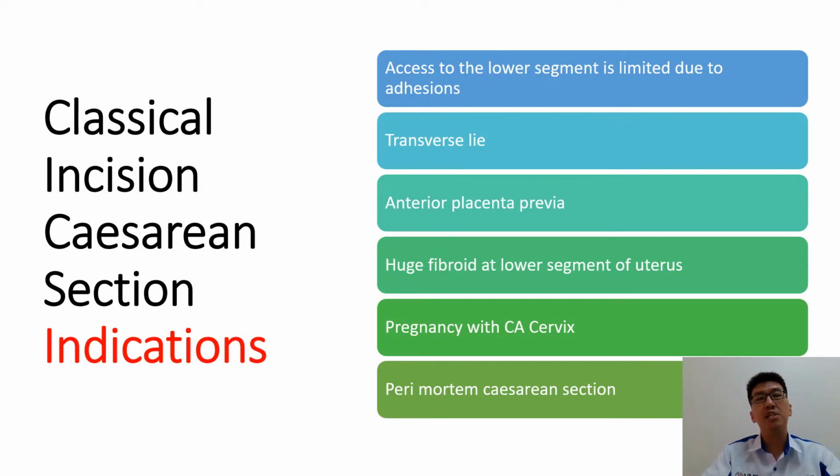The indications for the classical incision Caesarean section are: access to the lower segment is limited due to severe adhesions, a transverse lie of the baby, or an anterior placenta previa, which is adherent to the lower segment of the uterus, a huge fibroid at the lower segment, pregnancy with a carcinoma of the cervix, and an emergency or urgent perimortem Caesarean section to save the mother's life. So these are the acute indications of the classical incision method.